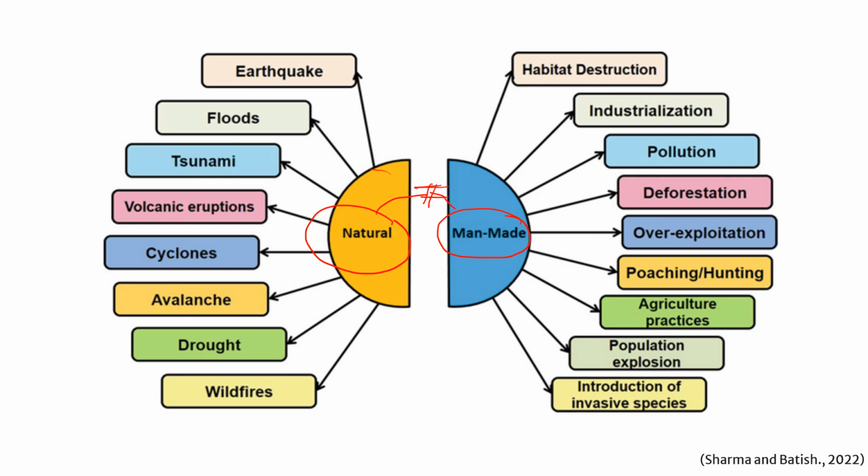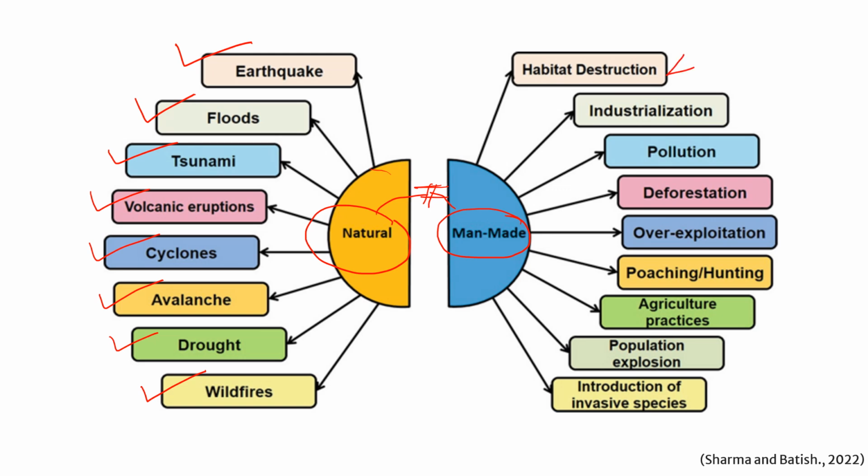So what are the natural factors? Earthquake, flood is also responsible, tsunamis, volcanic eruption, cyclones, avalanches, drought, and wildfires. So these natural sources are responsible for the loss of species. And what are the anthropogenic or man-made factors?